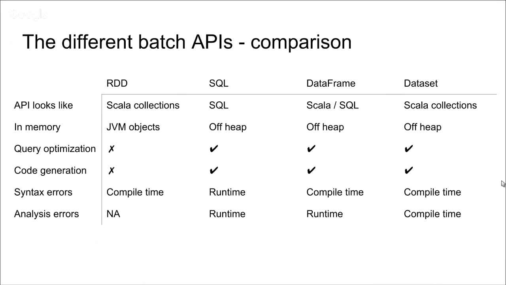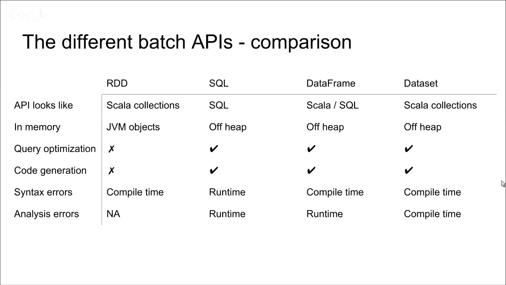Whether or not it performs code generation. So one nice performance improvement that came to Spark is that Spark is able to generate JVM bytecode directly from your operations. So that saves a bit of time, since you bypass the JVM for generating bytecode. Also, we're going to look at whether or not syntax errors are caught at compile time or runtime, and whether or not analysis errors are caught at compile time or runtime.